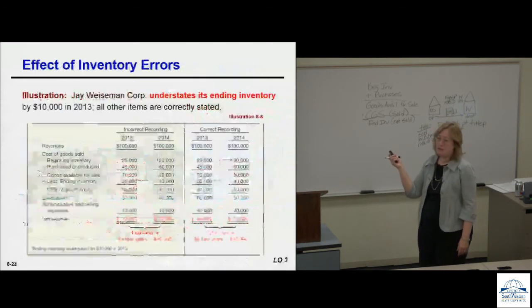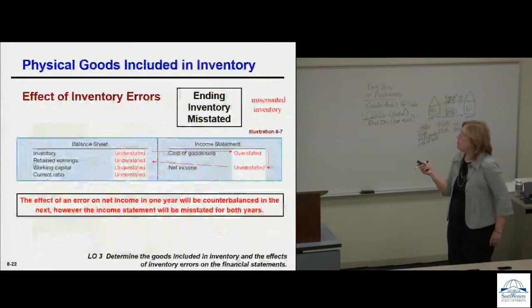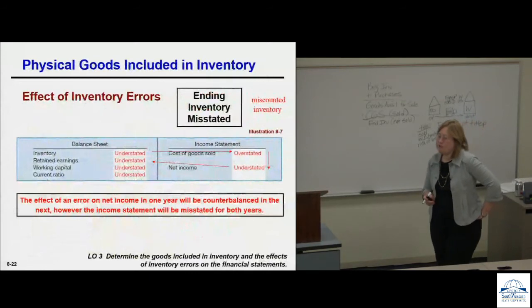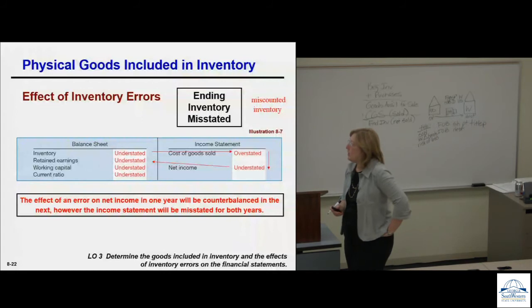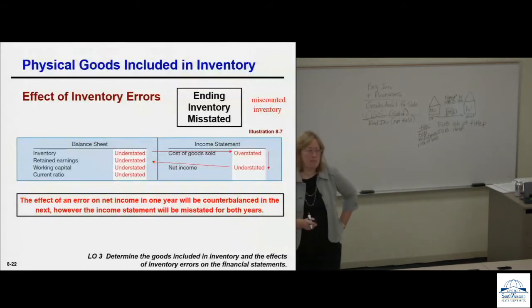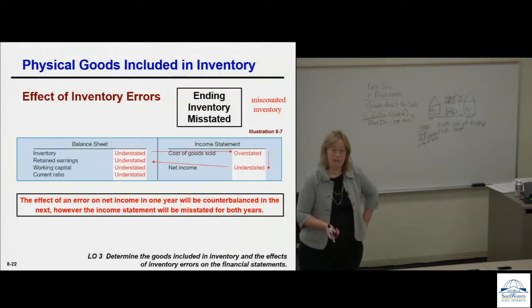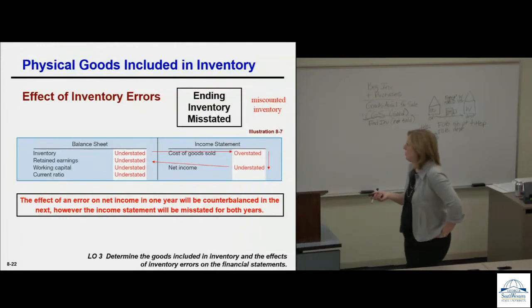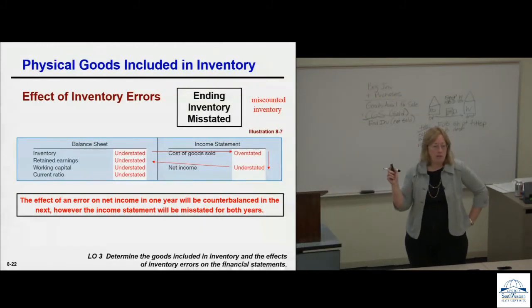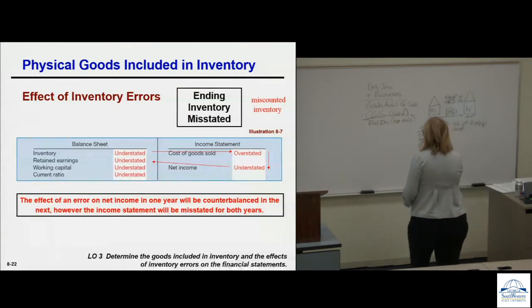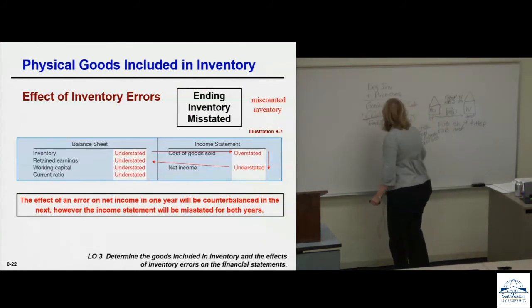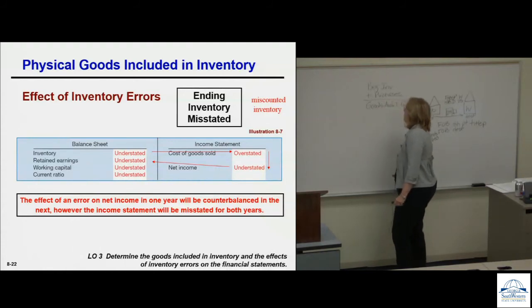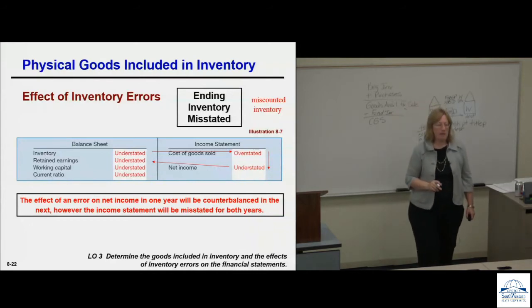The first one is where your ending inventory is misstated. Why would our ending inventory be misstated? We went out and counted it, right? But what happens if we counted it wrong and entered the wrong amount into ending inventory? Here's our formula: goods available for sale, and we subtract ending inventory to get cost of goods sold. Remember that? Goods available for sale minus ending inventory is cost of goods sold.